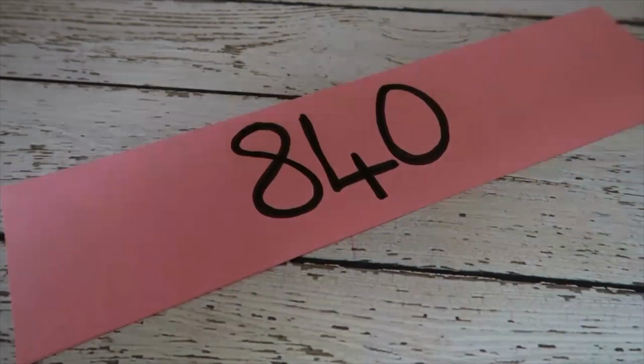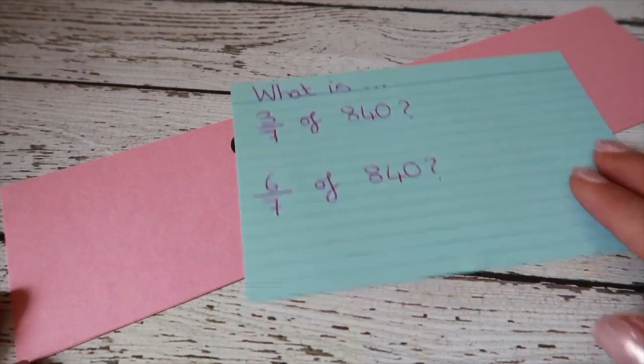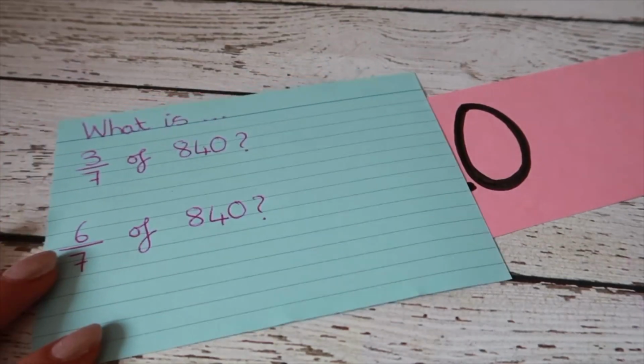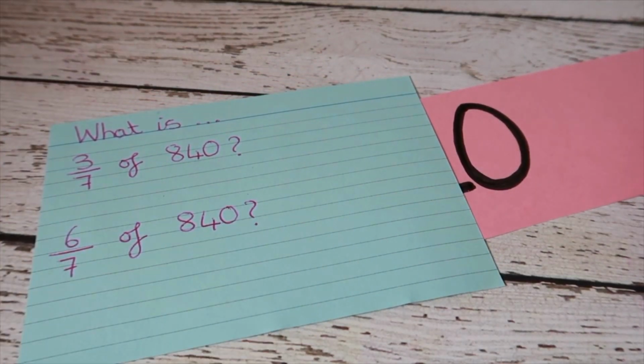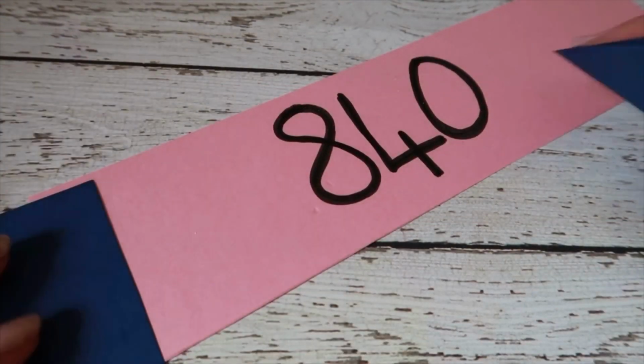Okay, if we're ready for the answers, I'm going to go through this a step at a time. So 3/7 of 840 or 6/7 of 840, it doesn't matter which one you do. Let's just do the first steps together. So first of all, we've got our whole, it's 840. How many equal parts is this going to be split up into?